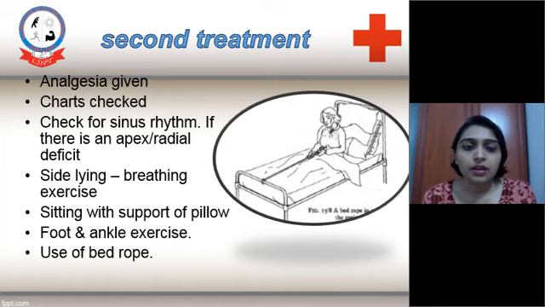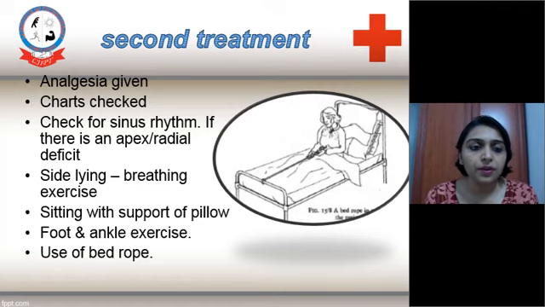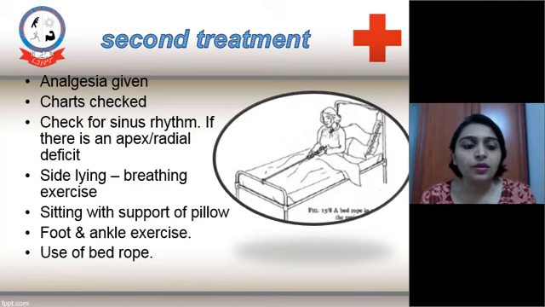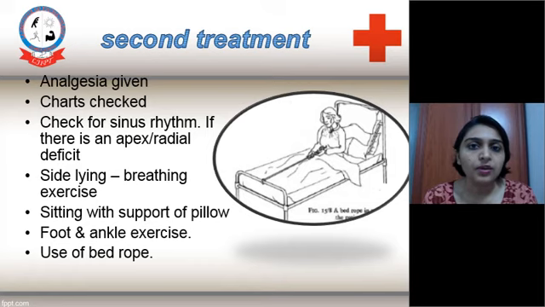In side lying, we can give breathing exercises. Sitting with support of a pillow should also be given in the second treatment. Foot and ankle exercises should be given in sitting, and use of the bed rope should also be taught so that the patient may feel much more mobile by himself.